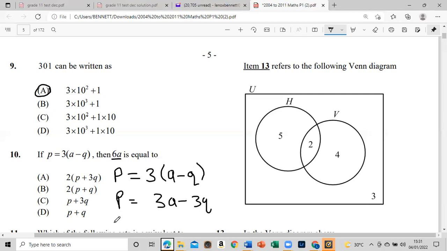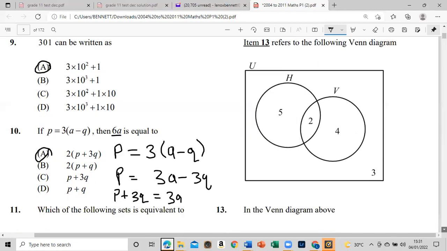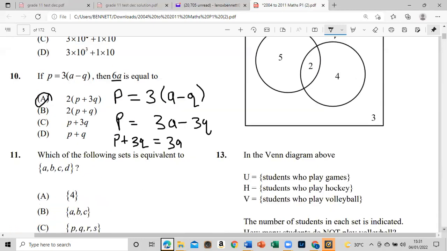So we have P plus 3Q. That will be 3A, right? But with 6A, 6A is double 3A. So it would be this. Hope you guys get the understanding. I almost thought it was a crazy question, one at a time, on another paper.